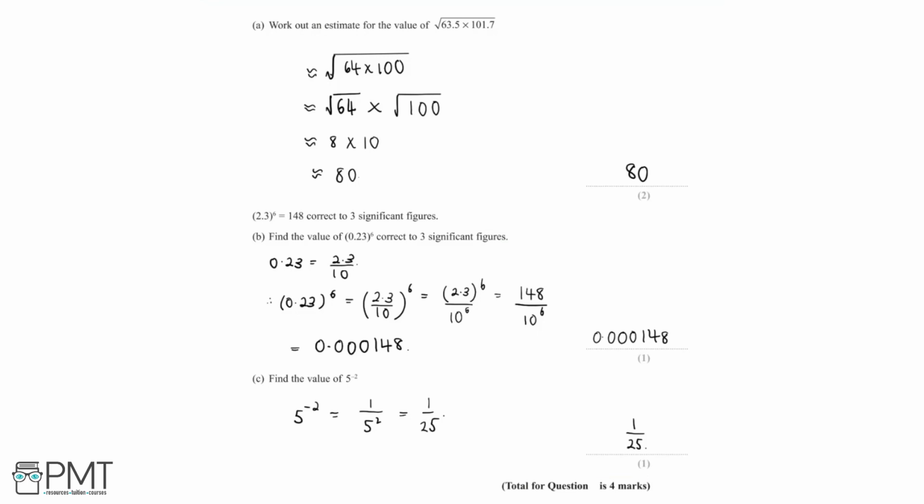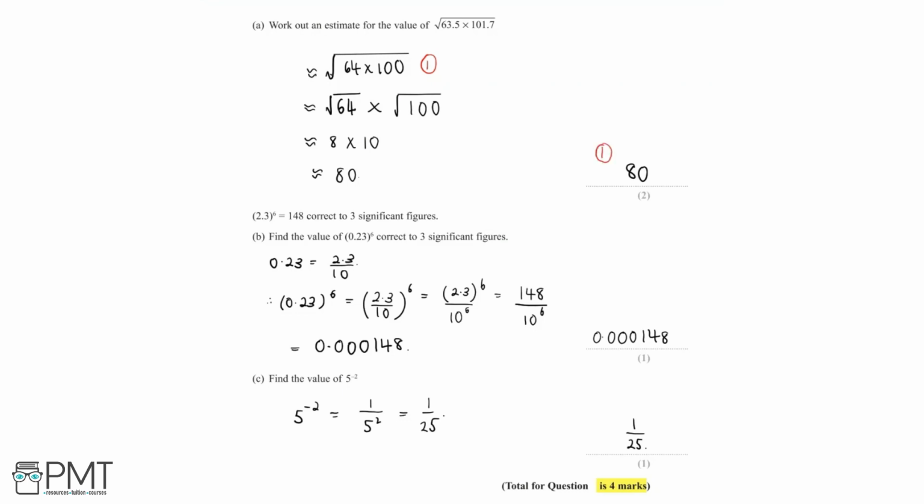Now this question is worth 4 marks. In part A, we get the first mark for rounding to two significant figures and for saying that the square root of 63.5 multiplied by 101.7 is approximately equal to the square root of 64 multiplied by 100. And the second mark in part A is for simplifying to get an estimate of 80.